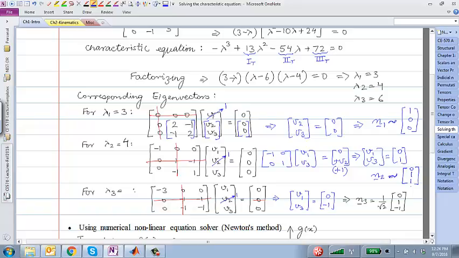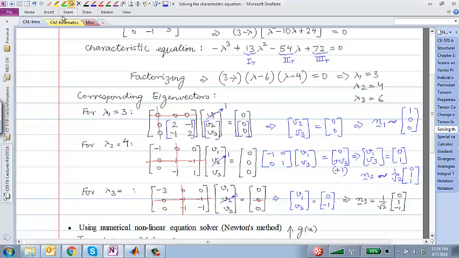And this 0, 1, 1 is not a unit vector. So just to normalize it, I will divide it by its magnitude. The magnitude of 0, 1, 1 is square root 2, so we multiply by 1 over square root 2.